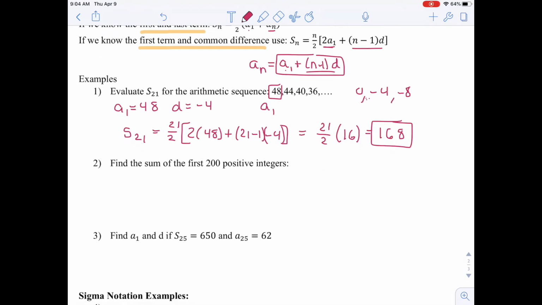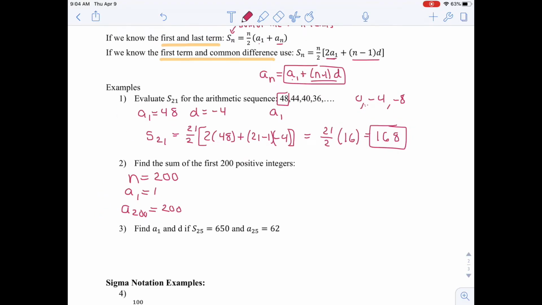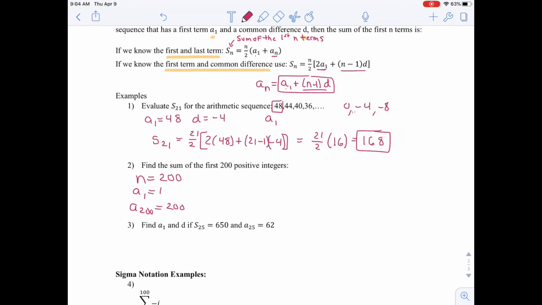Okay. Number 2, find the sum of the first 200 positive integers. Okay, well, n is going to be 200. The first positive integer would be 1. And then the 200th would be 200. And so we know our first and last term. So we can use that first equation, first formula.